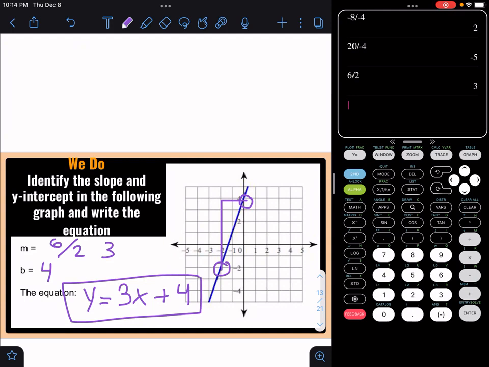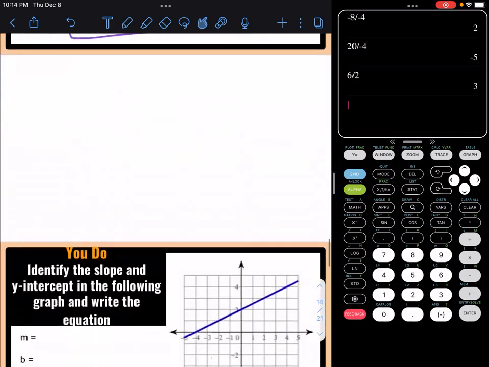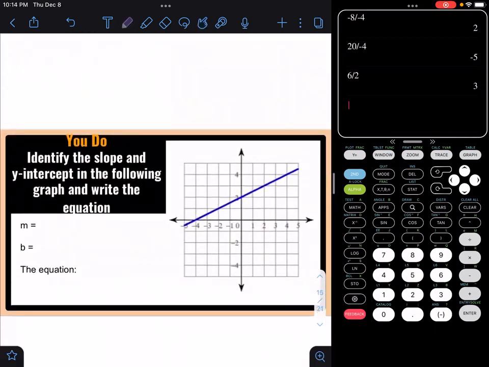And that is my equation in slope-intercept form. And now I actually want you guys to do this. Try to pause the video, think of what this answer would be.